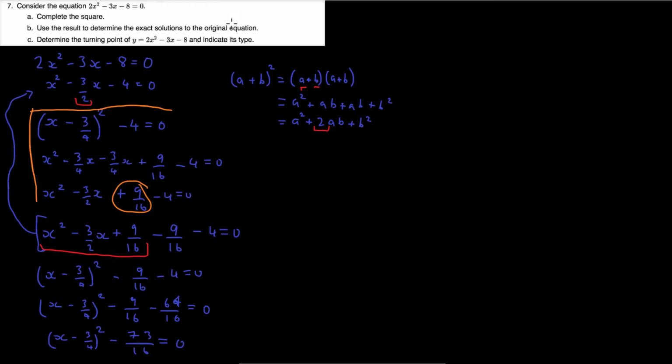So, A, complete the square. Well, I've definitely done that. B, use the result to determine the exact solutions to the original equation. Our original equation is 2x squared minus 3x minus 8 equals 0. There's only one variable there, it's x. So if we rearrange our equation from down here and get x on its own, we'll be done.